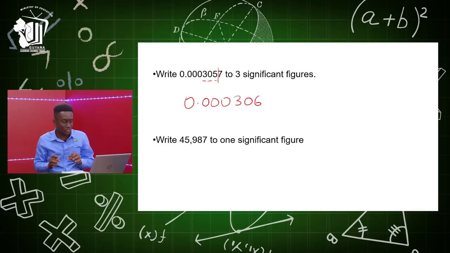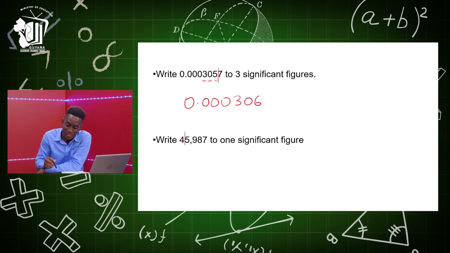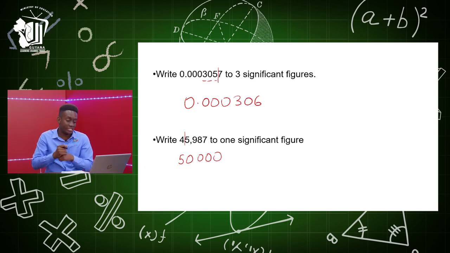Let's look at the next one. We're asked to write 45,987 to 1 significant figure. So we just concern with 1 digit. So we are counting from the 4, so we just concern with the 4. And then we look at the number after where we stop at, which would be 5. So it's 5 and more, so we add 1 to the 4, so this will become 5. And of course, we add 0 in place of all the other numbers because we're just concerned with 1 significant figure. So this will become 50,000. So 45,987 to 1 significant figure would be 50,000.